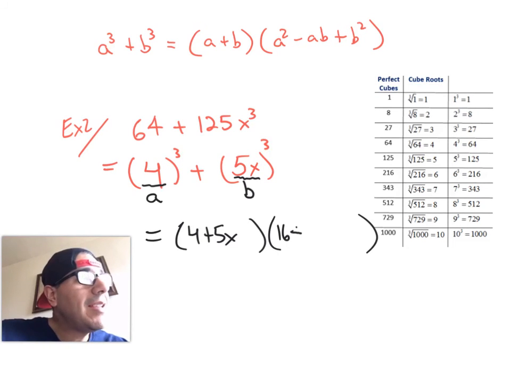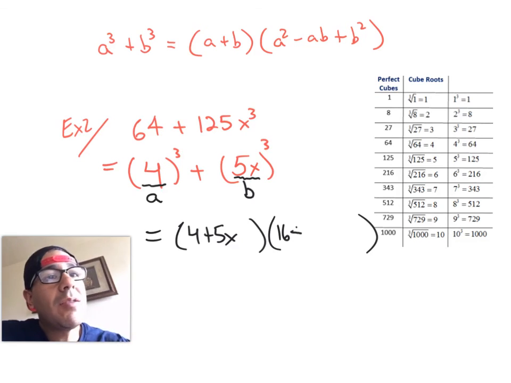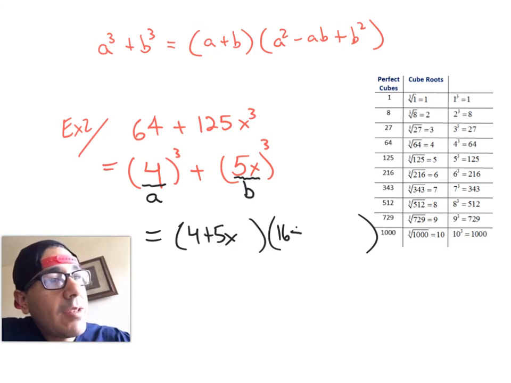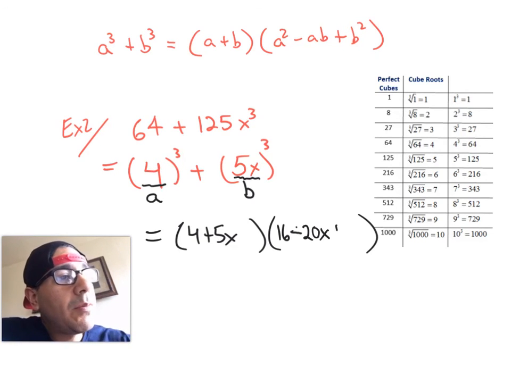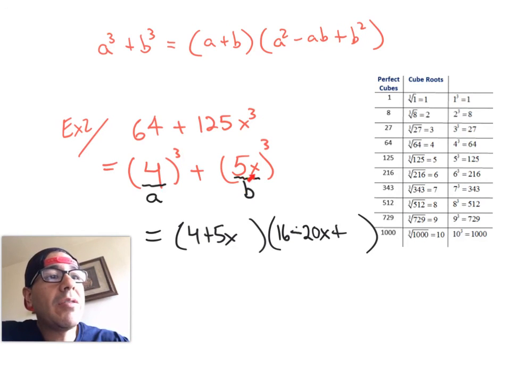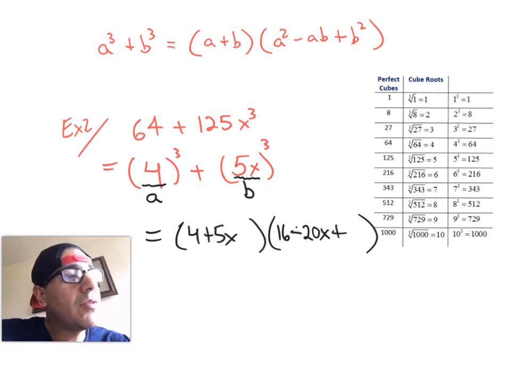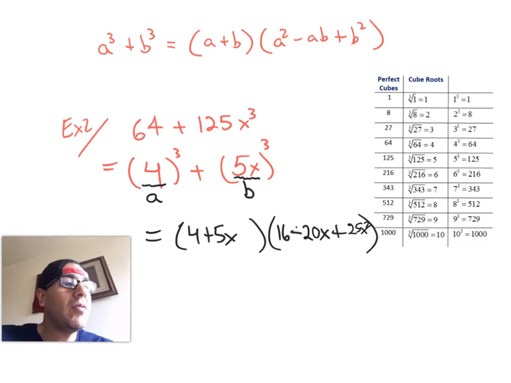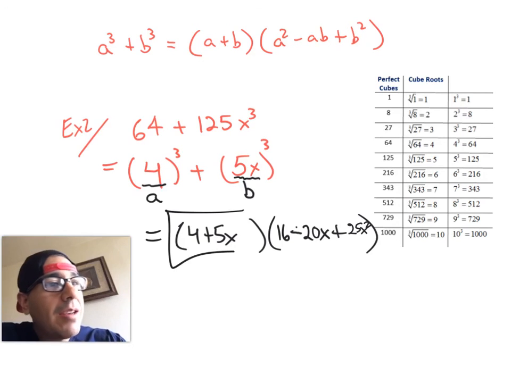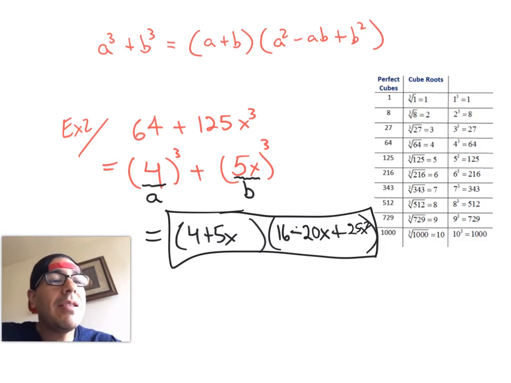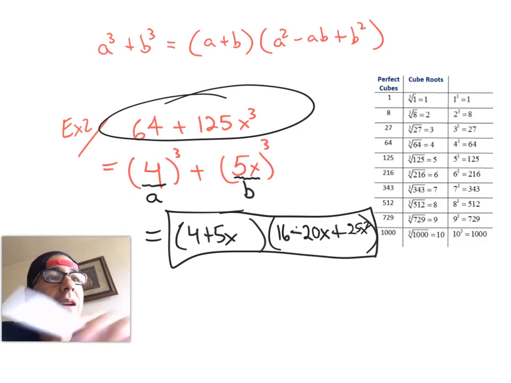Minus, it says A times B, right? A times B. So I'm going to multiply A times B. So 4 times 5 gives us 20. So we have 20x. And it says plus B squared. So B squared, so 5x squared. So 5 squared is 25. And x squared is just x squared. So once again, we have found the factors of this right here.